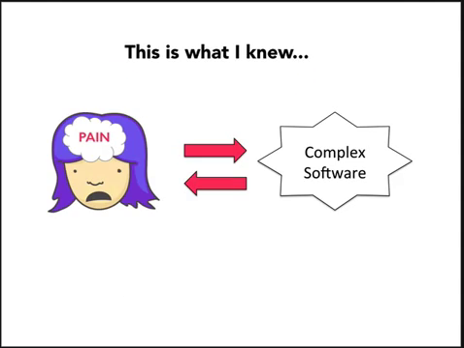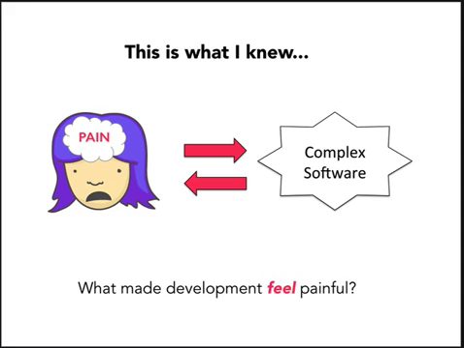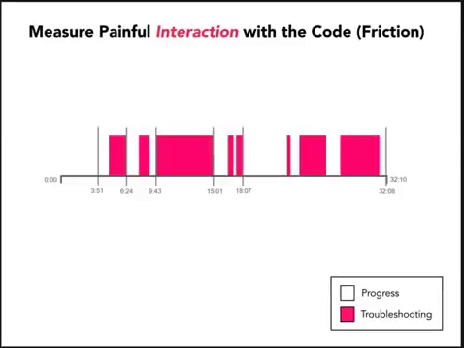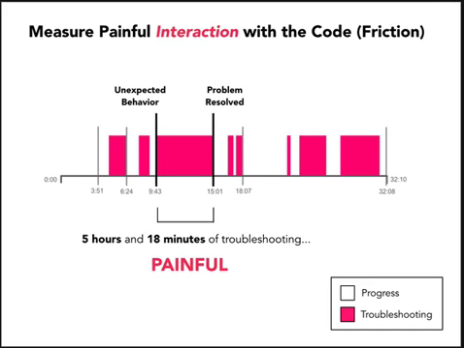I mean, this is what I knew. When I had to work with complex code, it was really painful. But what made development actually feel painful? So I started keeping track of my painful interaction with the code and visualizing it on a timeline like this. So the pain started when I ran into some unexpected behavior and ended when the problem was resolved. So that's 5 hours and 18 minutes of troubleshooting. So most everyone can agree that's pretty painful.